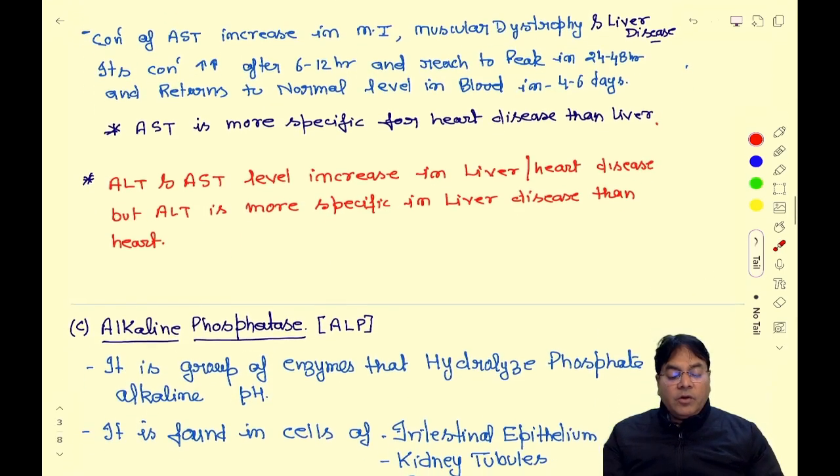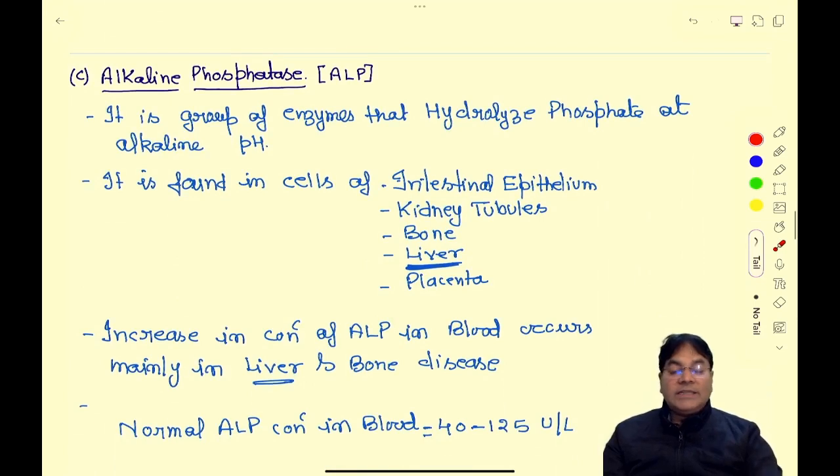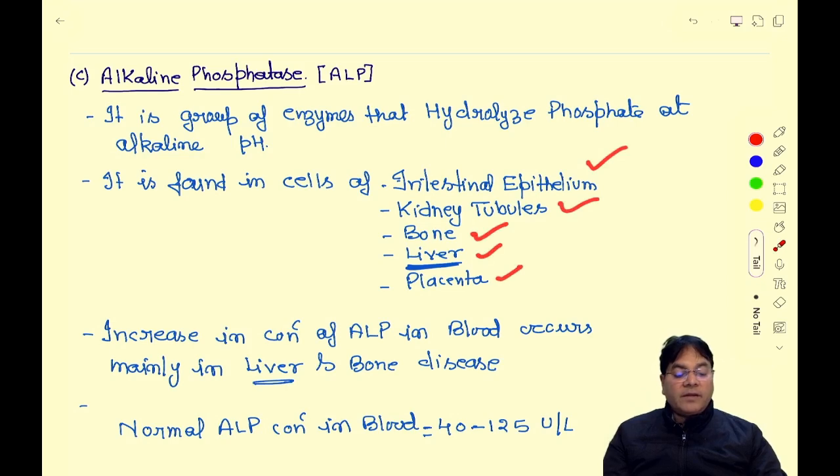Alright. Coming to the third enzyme, alkaline phosphatase. In short, it is written as ALP. Now, alkaline phosphatase is actually a group of enzymes that hydrolyze phosphate at alkaline pH. Whenever the pH is alkaline, the substances will be separated from their phosphate. So, it hydrolyzes the phosphate from different substances. It is found not only in the liver and heart, but also in intestinal epithelium, kidney tubules, bone, liver, and placenta. Since it is present in the liver also, it is a marker of liver disease.